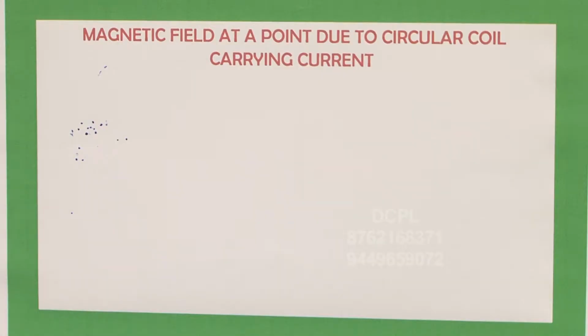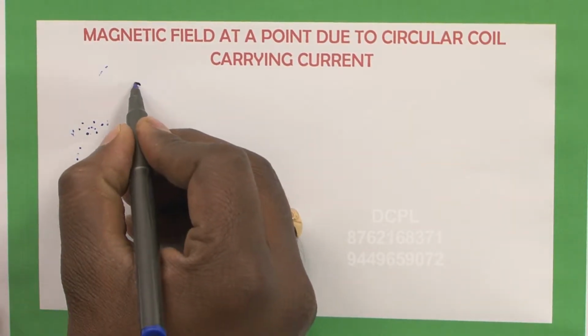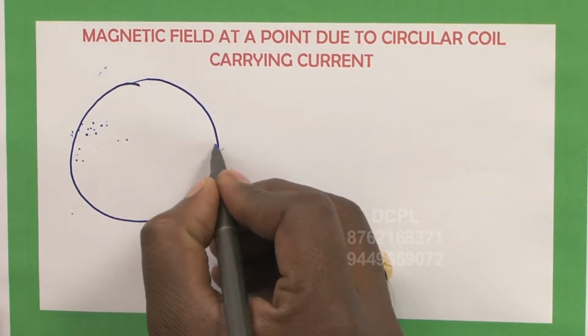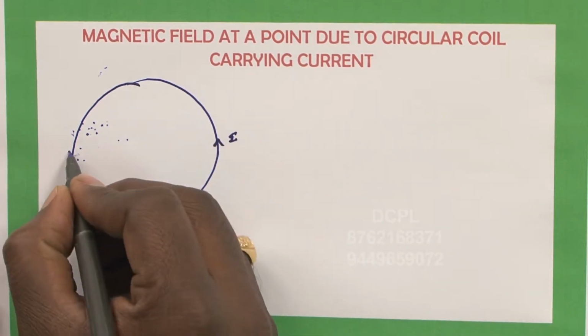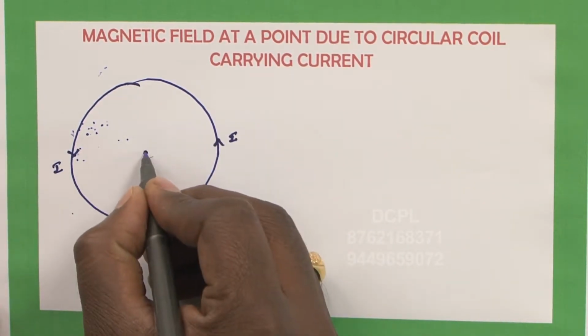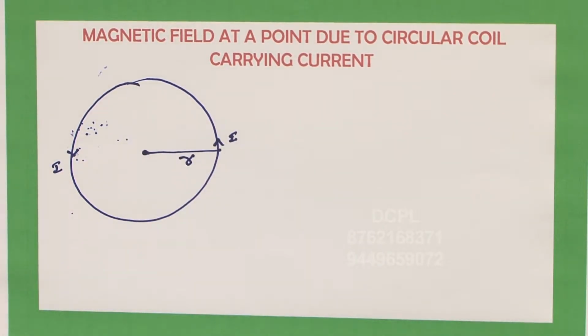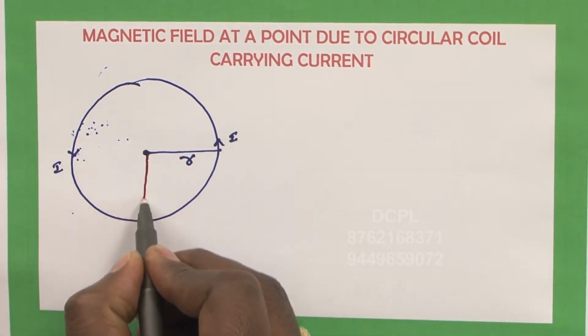Students, let us take up the next important concept, that is the magnetic field at a point due to a circular coil carrying current. That can be derived by using the concept of Biot-Savart's law. Let us consider a circular coil which is carrying the current I. Let us say the radius of this coil is R. Then you can find what is the magnetic field acting at the center of the coil.